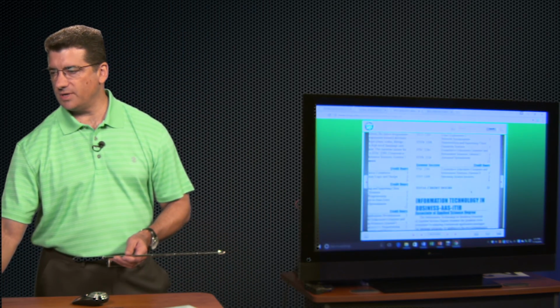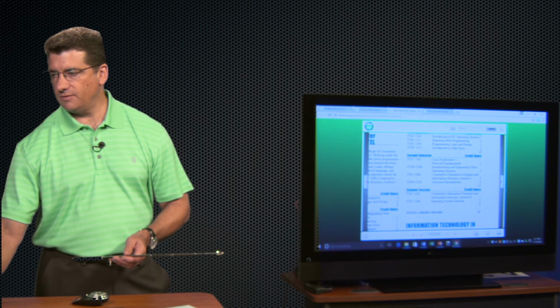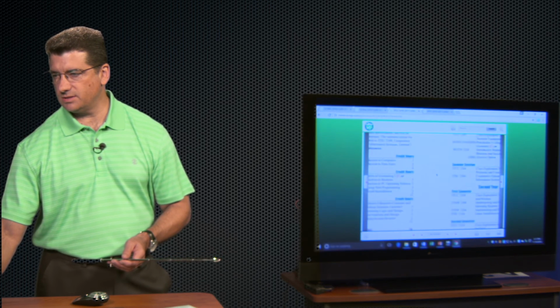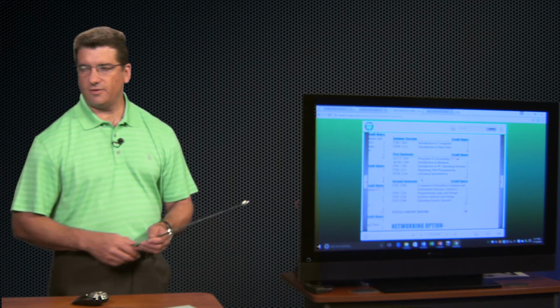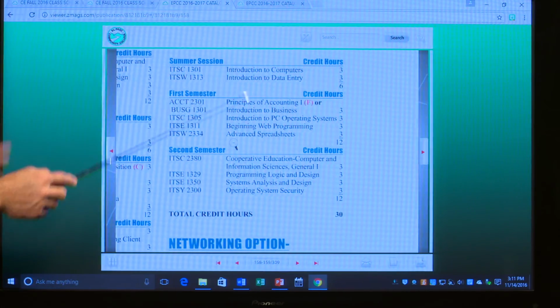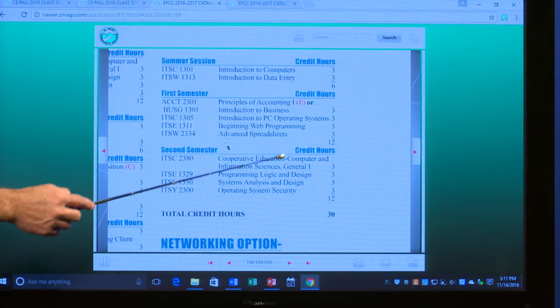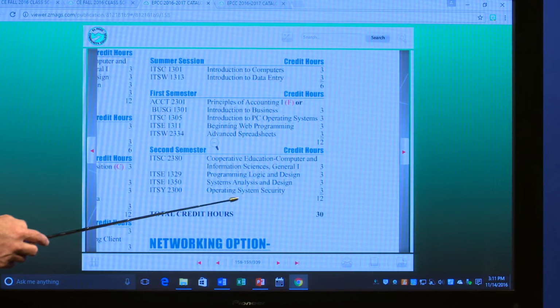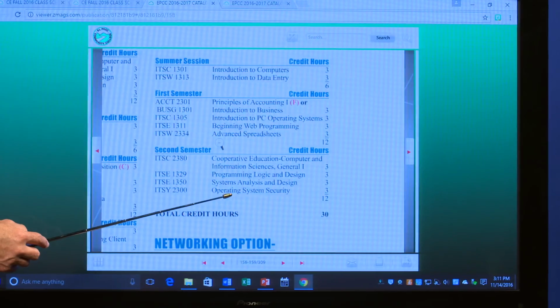Okay, so that's our programming degree. You can see here's our information technology and business. Lots of personal computer things. Introduction to computers is standard. PC operating systems, again spreadsheets, all of these which I teach.